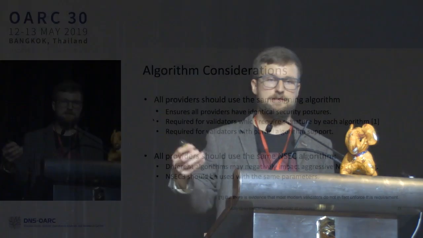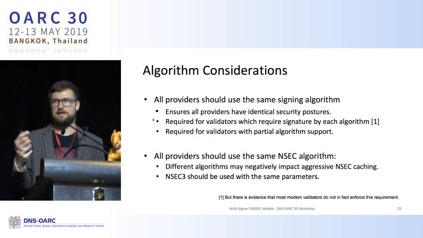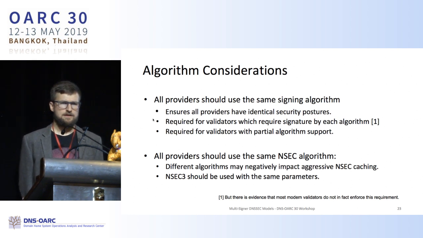But there are also validators in the wild that are too strict and require signatures made by each algorithm at the same time. This has been a problem with some older versions of Unbound. It's probably not true at the moment because there's evidence that some TLDs were able to roll to a different signing algorithm without actually double signing the zone. So it's just a should, it's not a must. And of course, if there's a validator that has only partial algorithm support and supports signatures made by only one DNSSEC provider, it means that it will accept only responses from this provider and not from the other. So that's also interesting to consider.